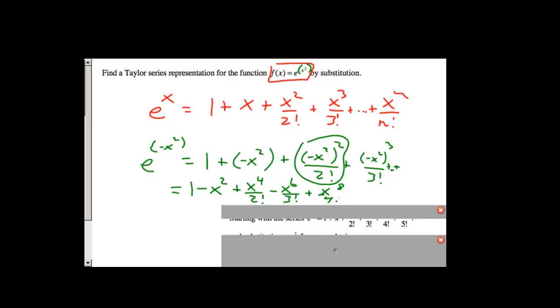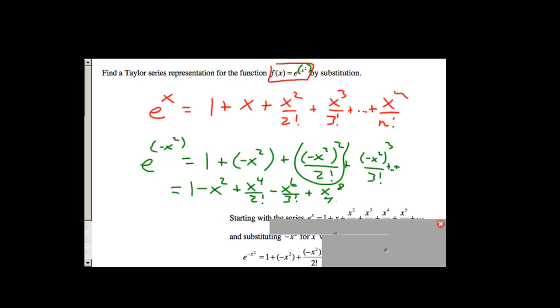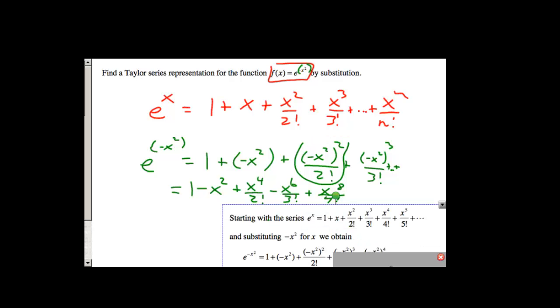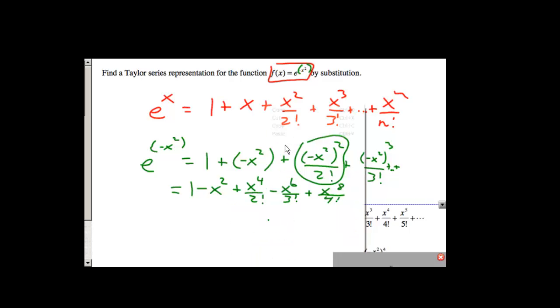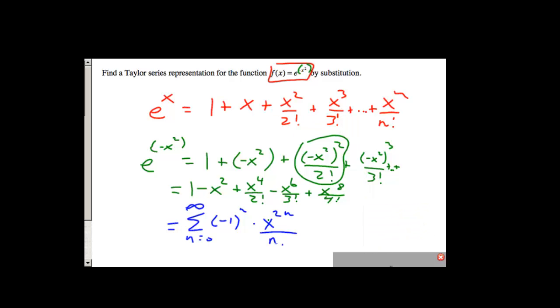So how could we write this? Well, we could rewrite that whole thing as the sum from n equals 0 to infinity of negative 1 to the n, and that's what's going to cause the oscillation or the alternating of positive negative, times x to the 2n over n factorial. And that's the kind of slow substitution way of doing it.